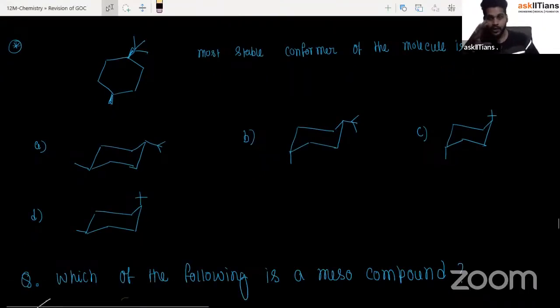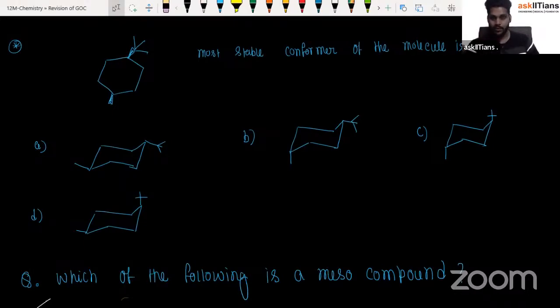Now, as you can see, I am drawing the boat conformer, as it is the most stable conformer out there. There is a molecule that I have drawn here. It's a cyclohexane, and on the top you have a tertiary butyl group, and on the bottom you have only a methyl group. So, what do you think, guys? Out of this A, B, C, D, which option is correct? Which was the most stable conformer of cyclohexane from the last class's discussion? What do you think?